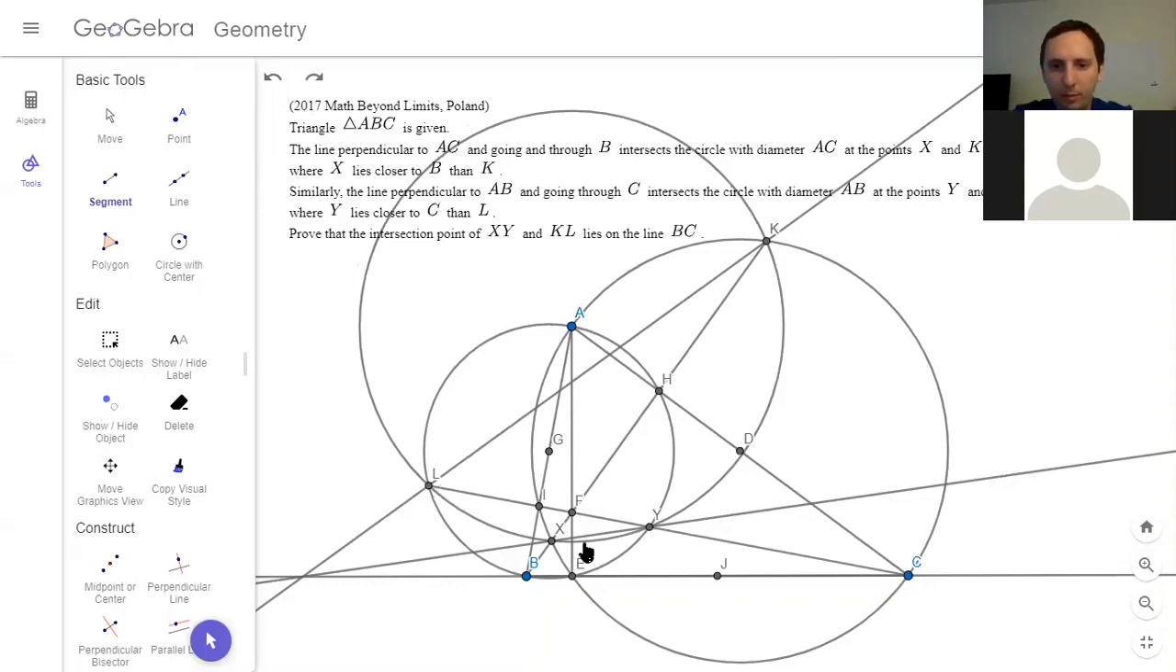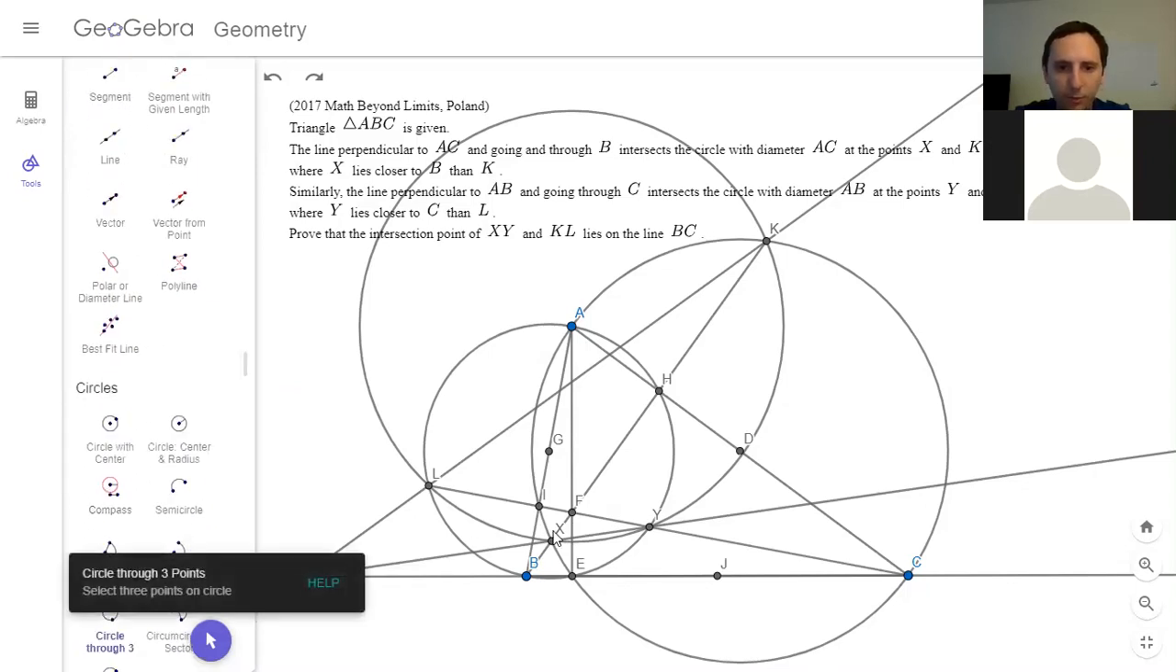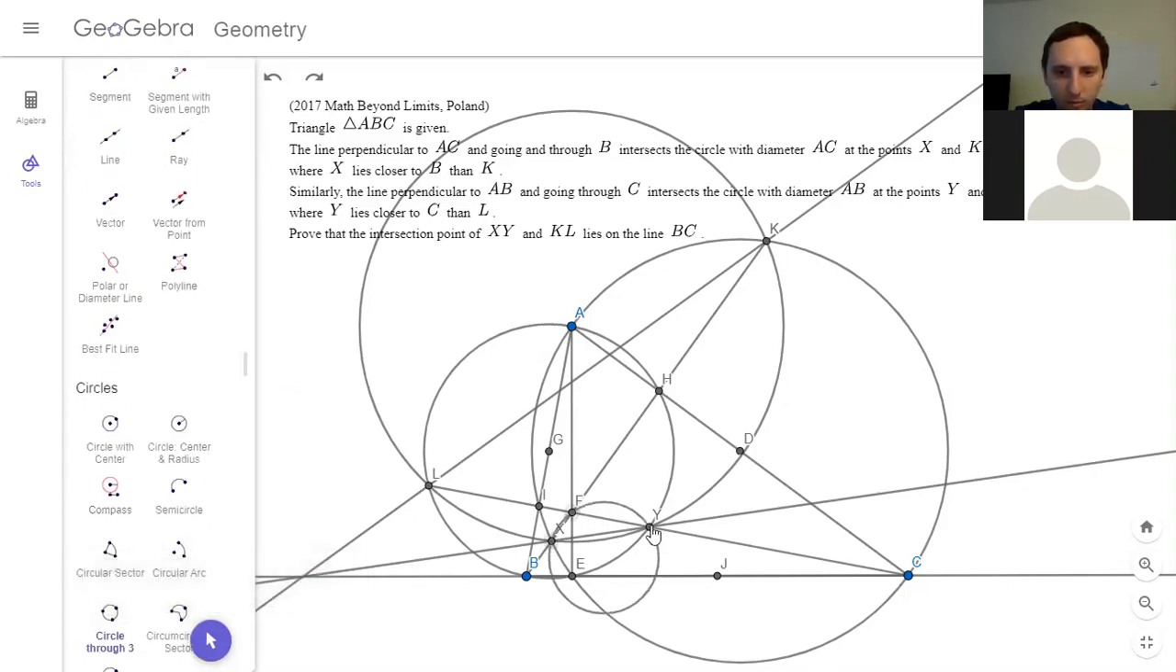So I haven't used that these points lie on the circles. So yeah, I could use power of a point to show that XYKL is cyclic, right? Because LF times FY is AF times FE, which is the same as XF times FK. So by power of a point, we could show XYKL is cyclic. We just have to, if I try that.